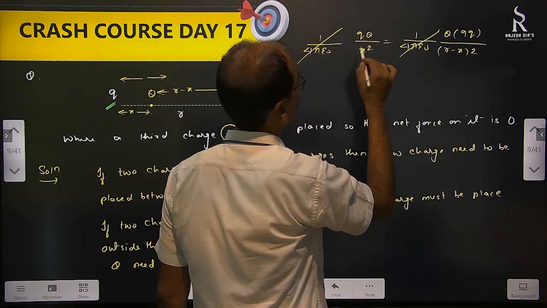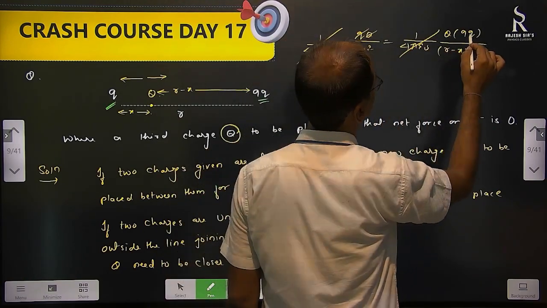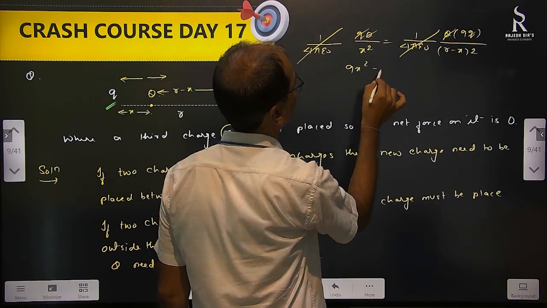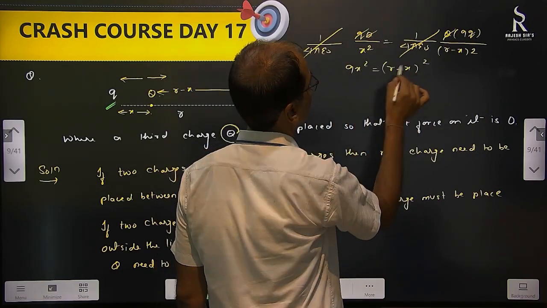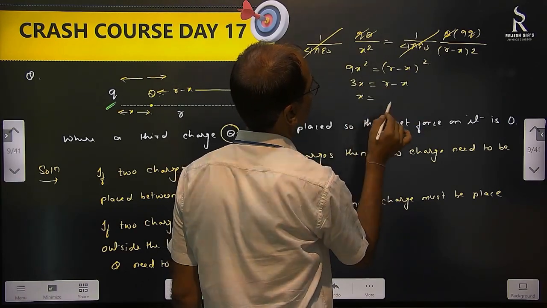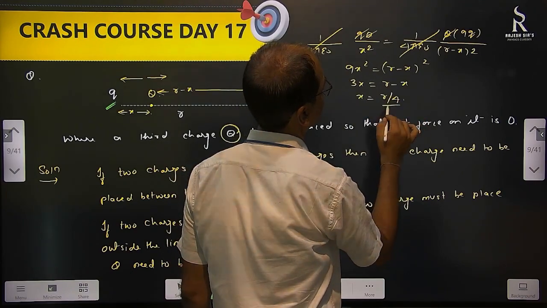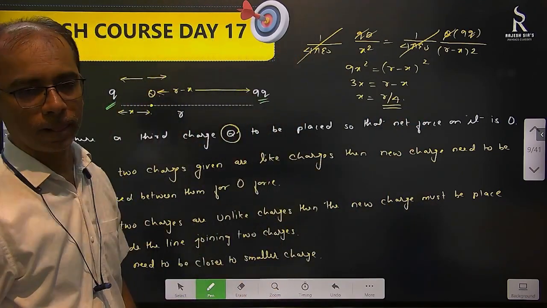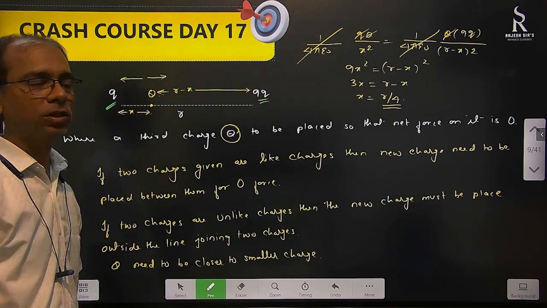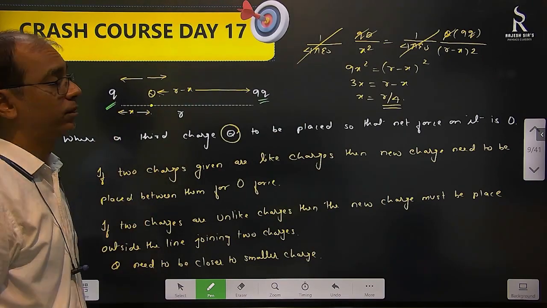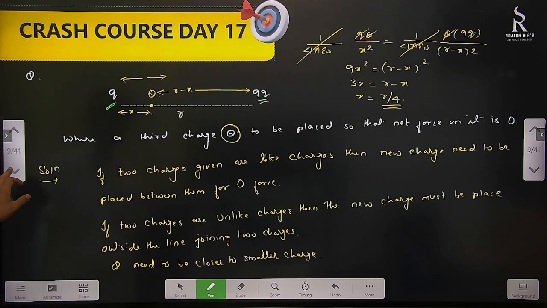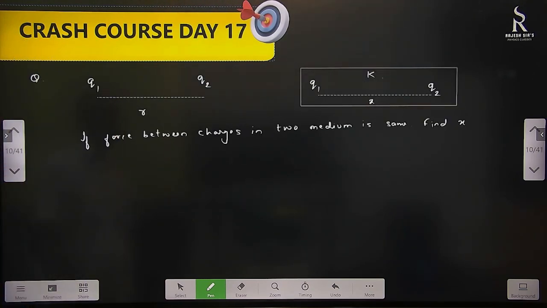This cancelled, this and this cancelled. What you have here is 9x square equals R minus x whole square. So this is 3x equals R minus x. So x equals R by 4. We have to place it at R by 4, and this obviously will become 3R by 4. So this way we can find out where exactly the force on the third charge can be 0. Okay, fine.